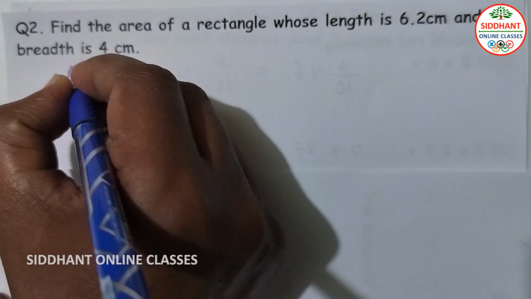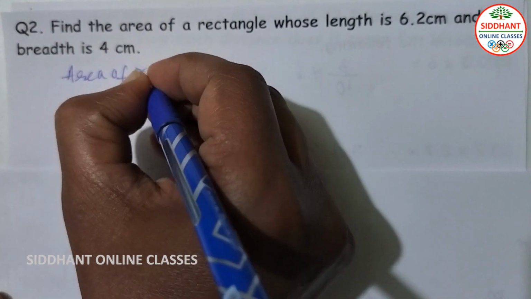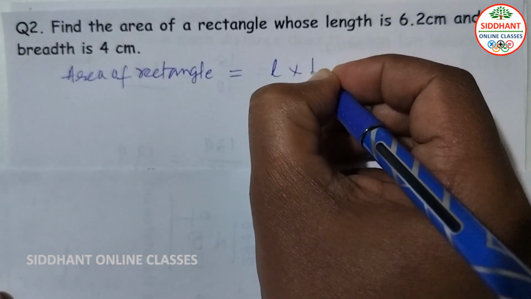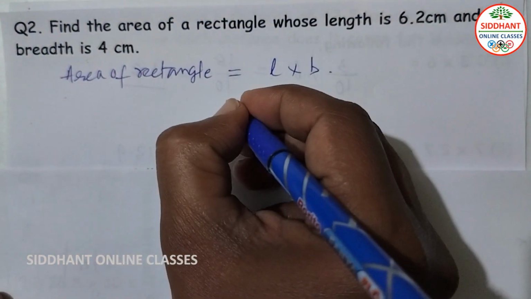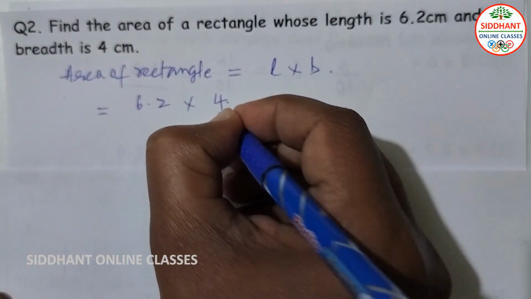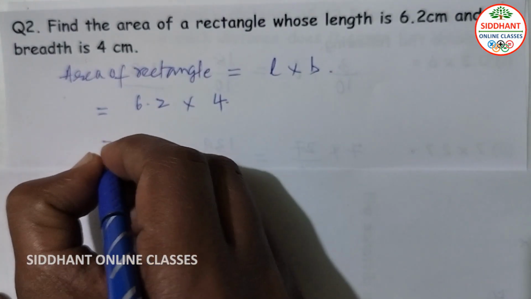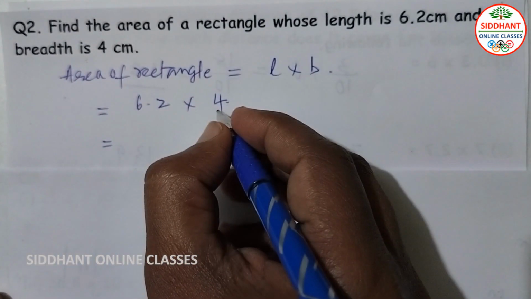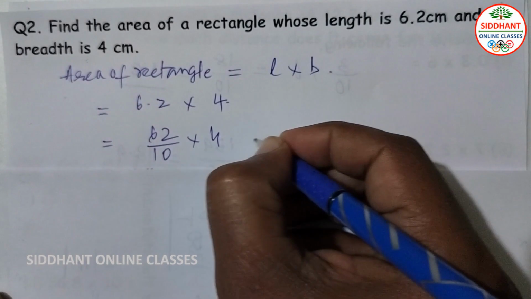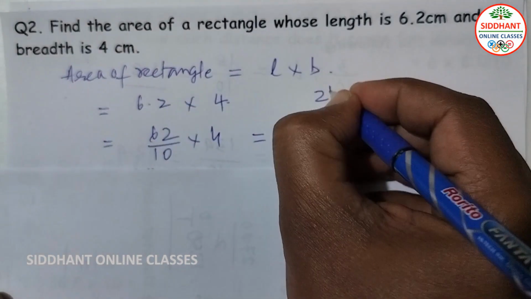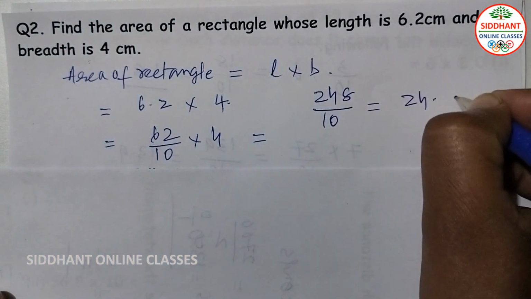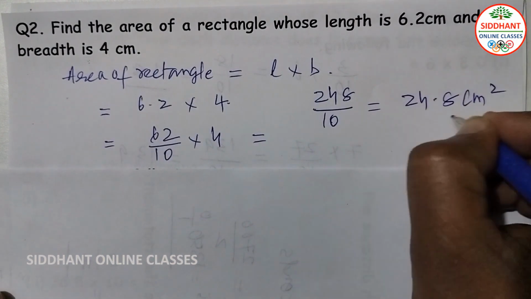So area of rectangle equal to length into breadth. So here length equal to 6.2 and breadth is 4. So that equal to 6.2 into 4. 6.2 can be written as 62 by 10 into 4, that equal to 248 by 10, that equal to 24.8 centimeter square.